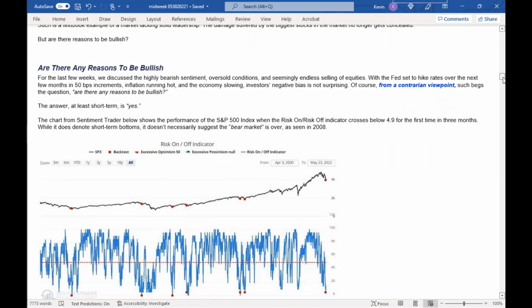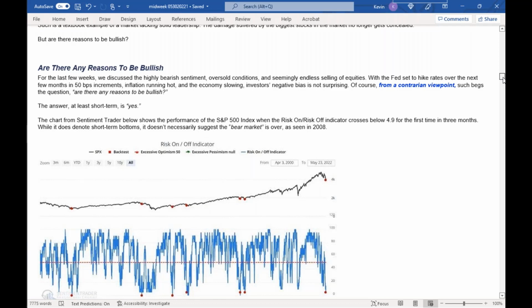We discussed the high bearish sentiment, oversold conditions, seemingly endless selling of equity with the Fed set to rate hikes over the next few months to 50 basis point increments, inflation running hot, the economy slowing, investors' negative bias is not surprising. Of course, from a contrarian point of view, such begs the questions, are there any reasons to be bullish? And in the short term, the answer is yes.